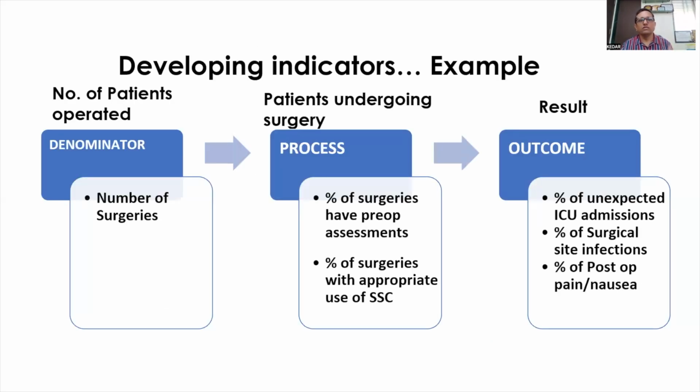For example, as far as surgeries are concerned, like number of patients operated. Now the process is that the patient has undergone surgery. So a process measure can be the percentage of surgeries that have pre-op assessment done, or the percentage of surgeries with appropriate use of surgical safety checklists. Related outcomes will be the percentage of unexpected ICU admissions, surgical site infection, post-operative pain and nausea.